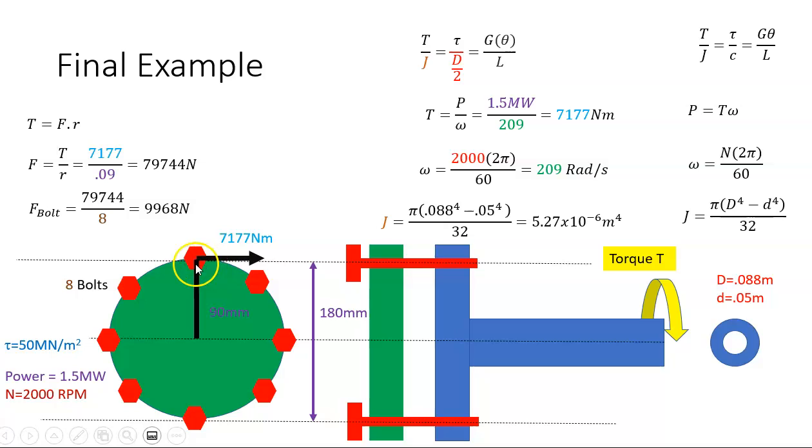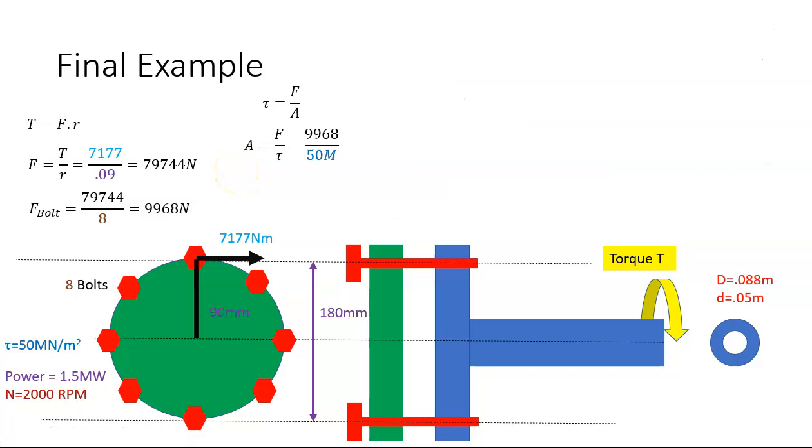There are 8 bolts, so the force on each bolt will be 1/8 of the 79,744. And that works out to be 9,968 newtons. So each bolt has a force of 9,968 newtons on it. Shear force, I should say. Okay, so shear stress is force over area. So the area of the bolt will be the shear force divided by the shear stress. The force is 9,968, and the question told us that the shear stress was to be limited to 50 meganewtons per meter squared.